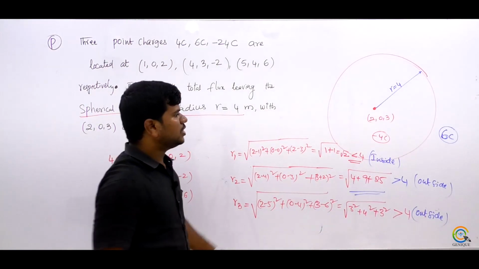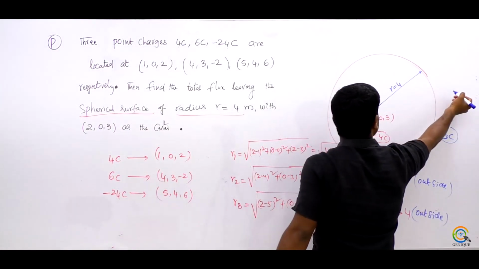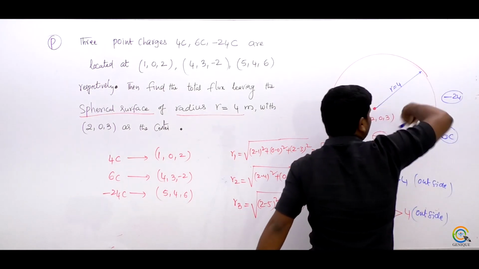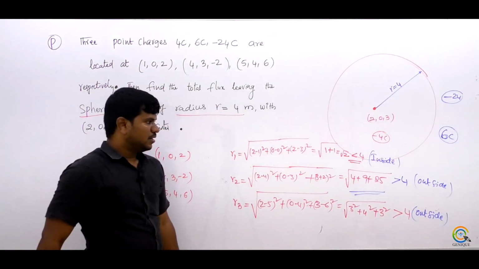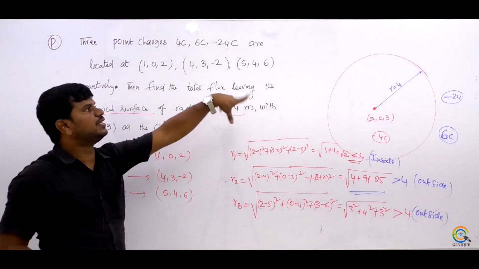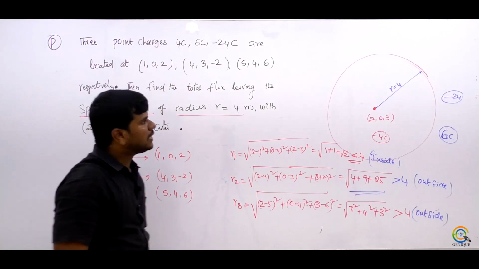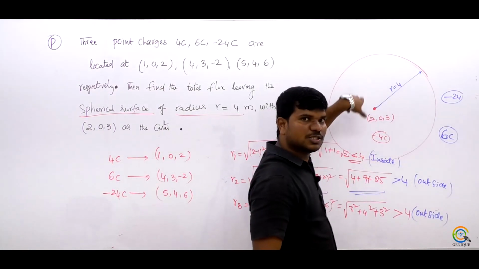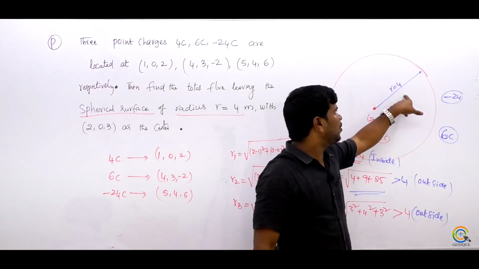Right? So this is also outside. That means let us suppose minus 24 coulombs is outside this given sphere. So what do we have to calculate? We have to calculate the total flux leaving this surface. What is this surface? A spherical surface of radius 4.